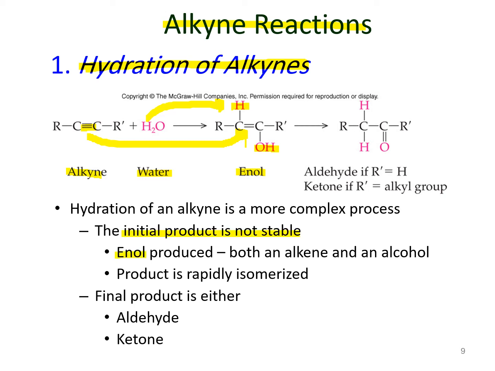This enol is a mixture of an alkene and an alcohol, and this product will be rapidly isomerized, so it will be converted into another product which will be known as the final product. And there are two possibilities for the final product. It can be an aldehyde or it can be a ketone. If the R dash group initially in the alkyne was a hydrogen, then the end product will be an aldehyde, and if the R group was an alkyl group, then the final product will be a ketone molecule.